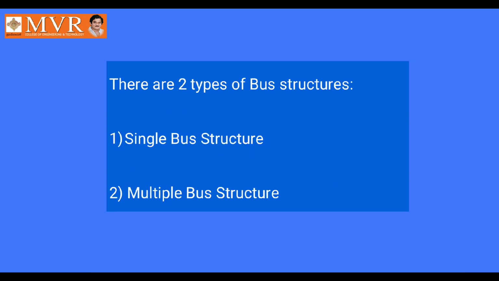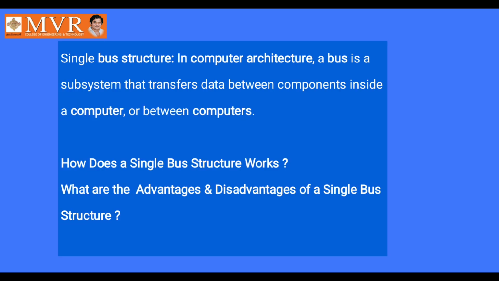Now the next one: what are the types of bus structure? There are basically two types of bus structures. One is the single bus structure and the second one is the multiple bus structure. Now let us discuss each bus structure in detail. Let us come to the first one, the single bus structure.